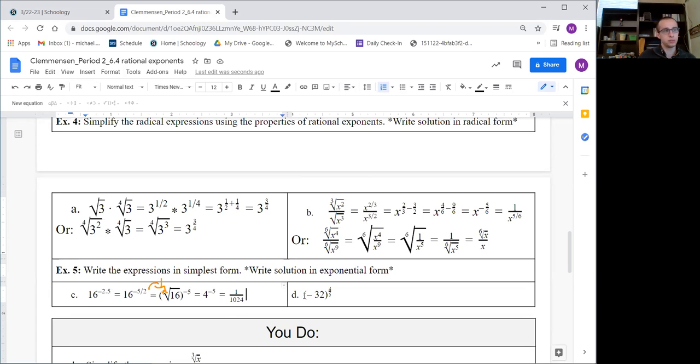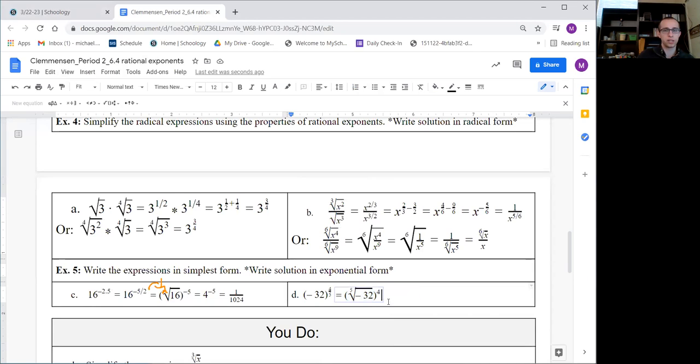All right, let's move on to D. I don't see any questions. Same process right here. I can rewrite negative 32 to the 4/5 power as the 5th root of negative 32 to the 4th power. It turns out that this right here actually can be simplified nicely. Not that whole thing, but that part right there can actually be simplified quite nicely.